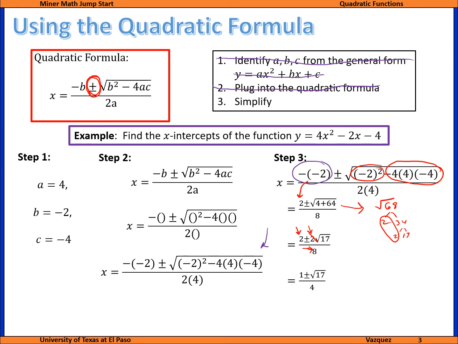Now the last step. Remember I told you there's two answers, one with the plus and one with the minus? All we're going to do is divide it by 2. Our two answers are x equals 1 plus square root of 17 over 4, and the other one is 1 minus square root of 17 over 4. That's what the plus minus does there.